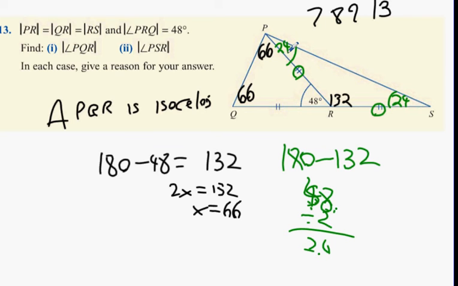Asking for the angle PQR. What's PQR? P to Q to R is 66. This corner here. And it says give me a reason in each case. I explained it: it's an isosceles triangle. Your two angles have to add up to 180. That's why it's 66. PSR. P to S to R, once again, it's an isosceles triangle. The obtuse angle is 132. Your two angles have to add up to 180. Therefore, this angle's got to be 24. Okay.